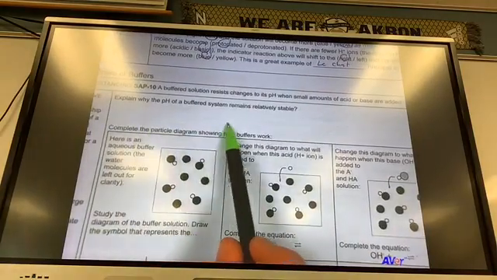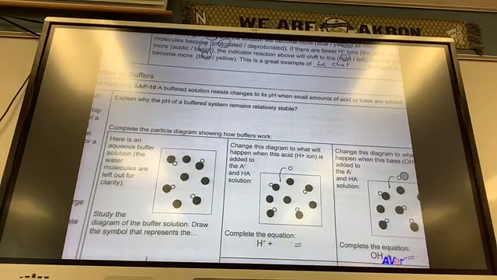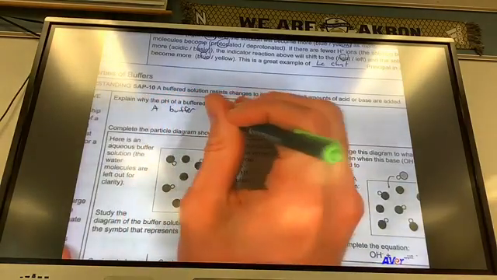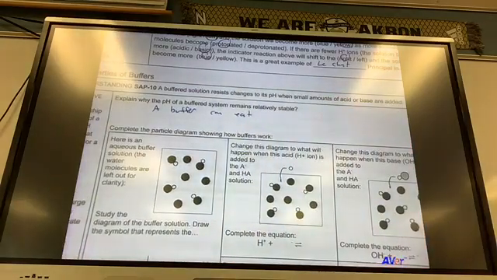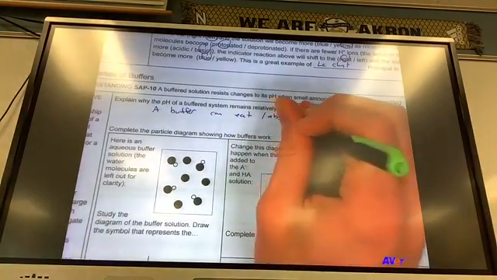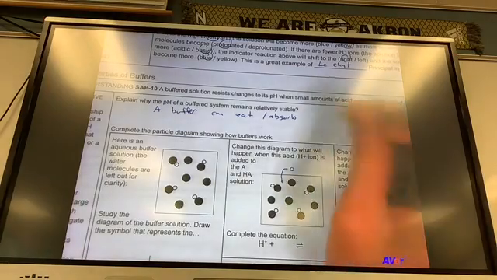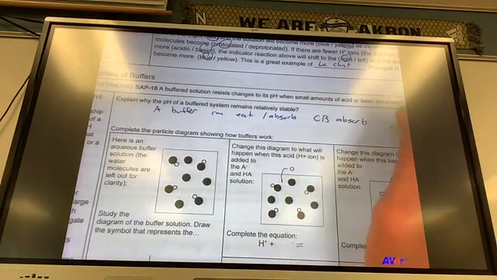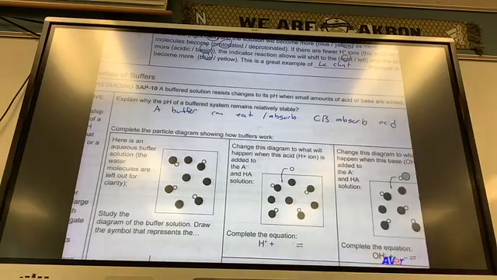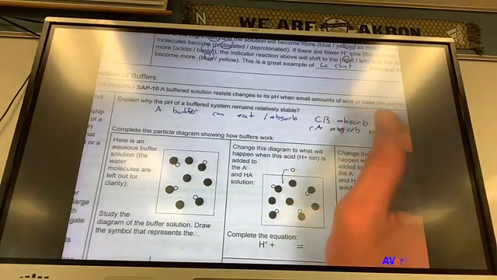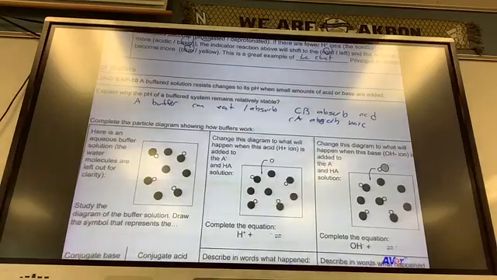Explain why the pH of a buffered system remains relatively stable. Add a base, it reacts with the acid, and add an acid, it reacts with the conjugate base. A buffer can eat, what if I just said that? It can eat or absorb. Because the conjugate base will absorb the acid, and the conjugate acid would absorb the base. A buffer has both, right? It has both a weak acid and a conjugate base, or a weak base and a conjugate acid, and it can absorb either acid or base added to it.